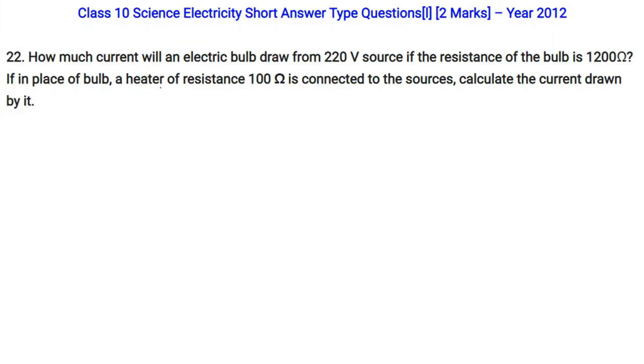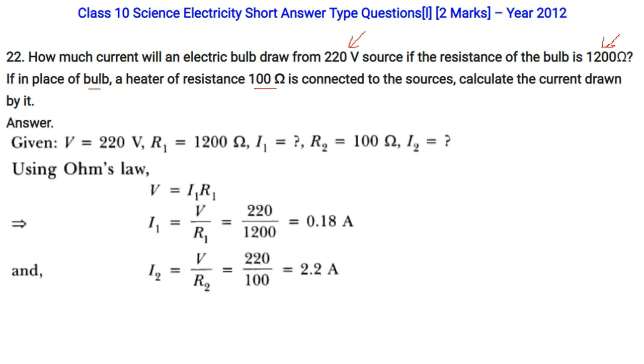How much current will an electric bulb draw from a 220 volt source if the resistance of the bulb is 1200 ohm? If in place of the bulb, a heater of resistance 100 ohm is connected to the source, calculate the current drawn by it. So we have V as 220 volt, R1 as 1200 ohm, I1 we don't know, R2 is given as 100 ohm, I2 we don't know.